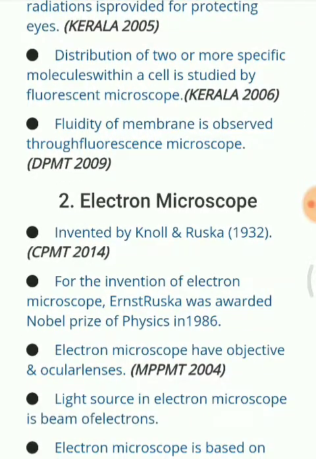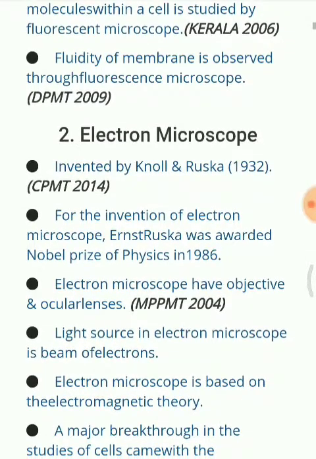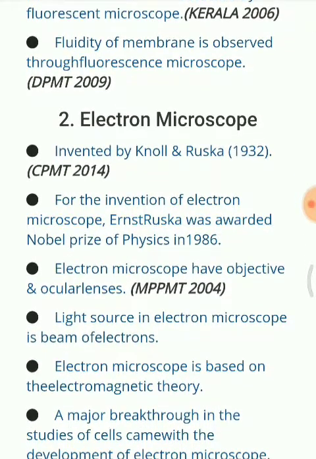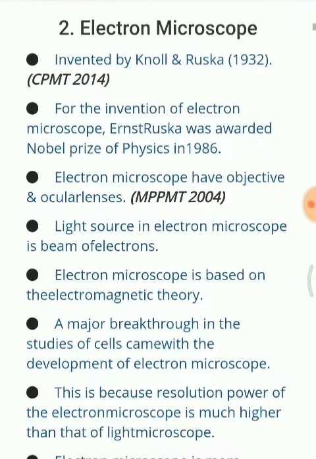Electron microscope, invented by Knoll and Ruska. For the invention of the electron microscope, Ernst Ruska was awarded the Nobel Prize in Physics in 1986. Electron microscopes have objectives and ocular lenses. The light source in electron microscopes is a beam of electrons. Electron microscopes are based on electromagnetic theory.